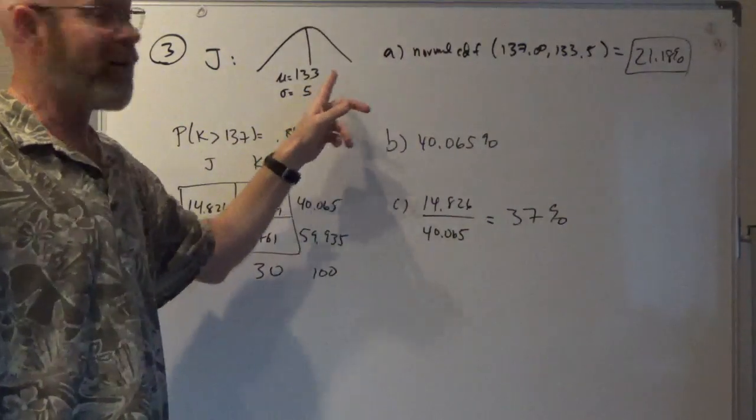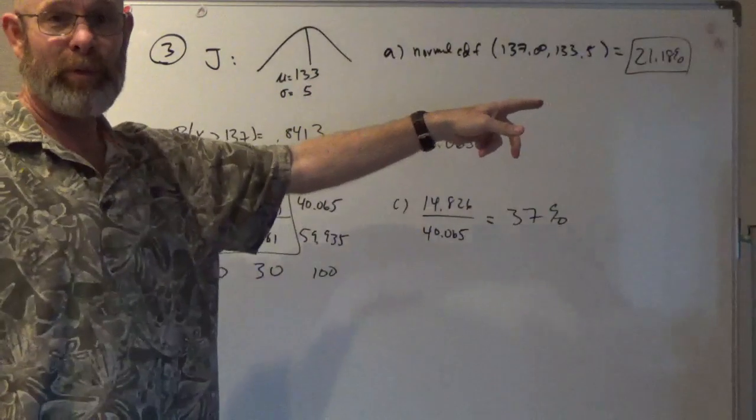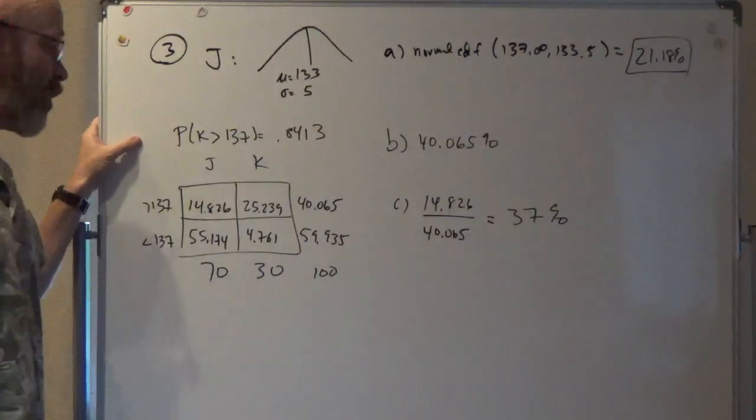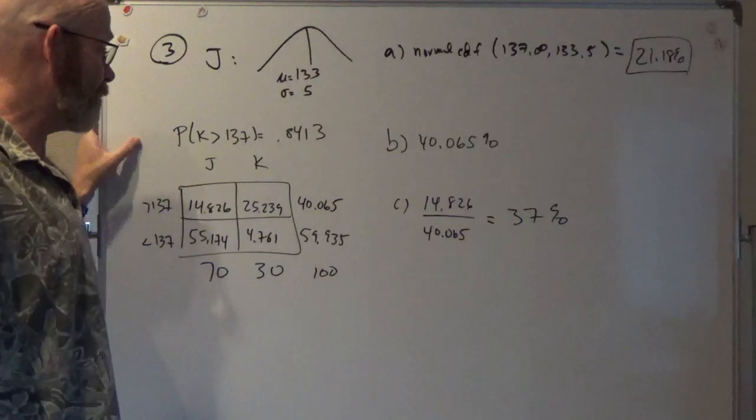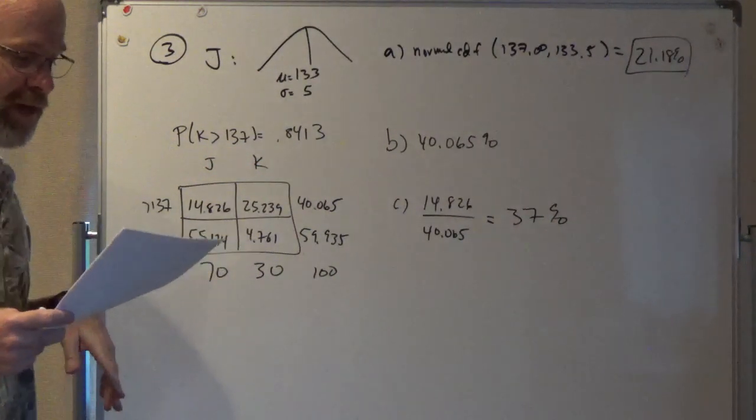So just normal CDF from 137 to infinity. That information, 21.18%. And then they just told me what that probability was from K. They just told me it was 84.13%.